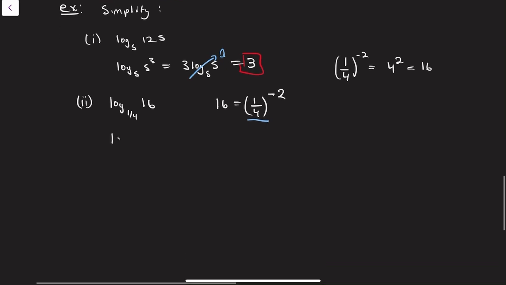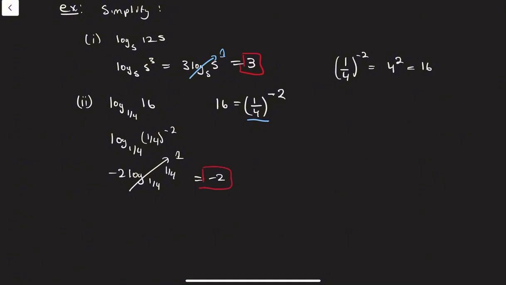So we'll have log base 1/4 of 1/4 raised to negative 2. We can bring down the negative 2, have it in this form, and as previously, log base 1/4 of 1/4 is just equal to 1. So we have our solution. All of this simplifies to negative 2.